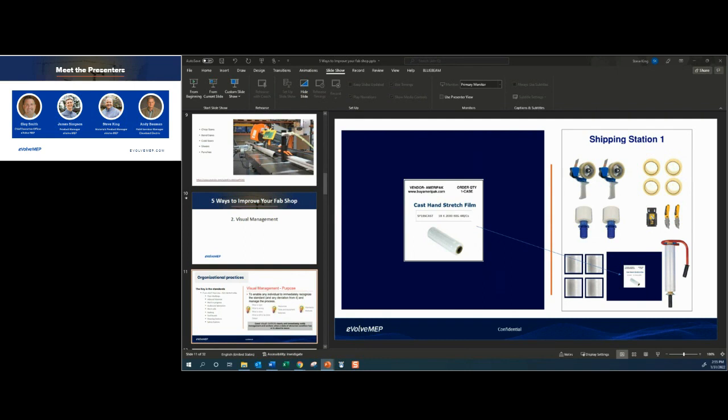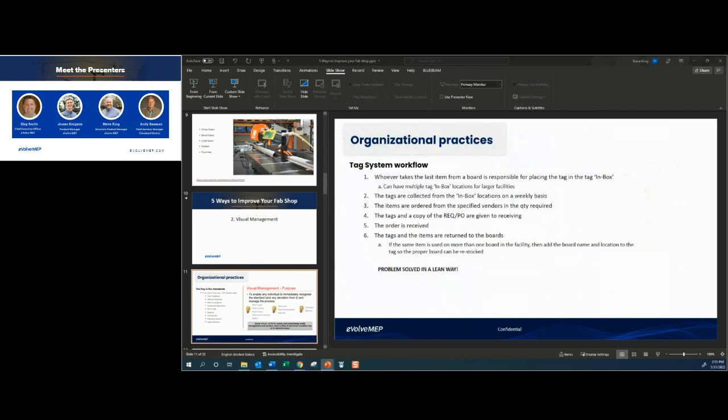And that's the importance of this concept: that tag tells you where to buy the product, how much to order, what the description is, what the catalog number is for that product. So I can't run out of this thing. So when I'm out, the workflow is, well, I've got that on another slide here. Hang on. The standard for this workflow was: whoever takes the last item from the board is responsible for placing that tag in the tag inbox.